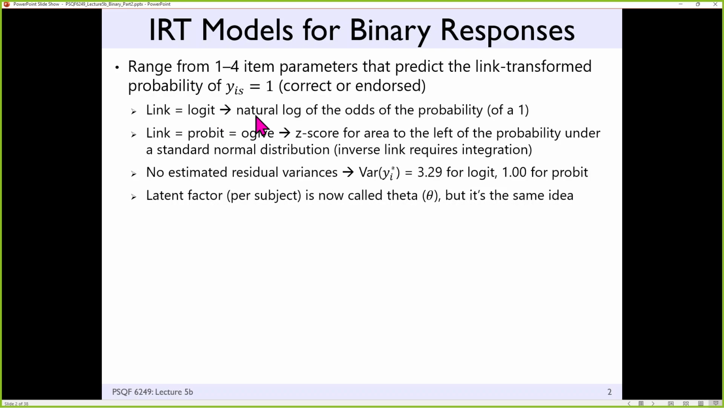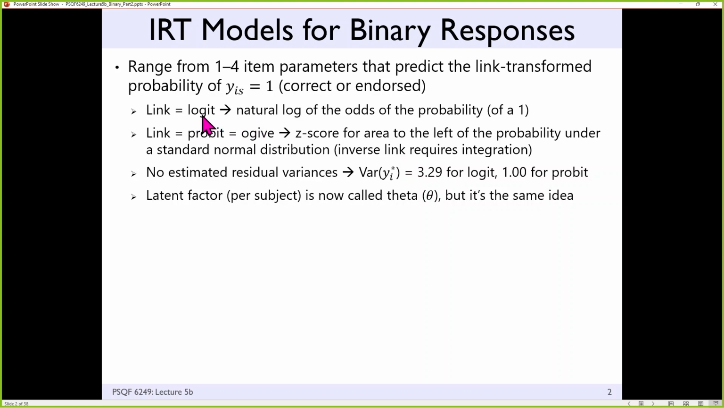Logit is the log of the odds of the probability of a 1. For now, that's going to depend on your software package, whether it's a 1 or a 0. Probit, or ogive, is the z-score that goes with the area to the left for that corresponding probability. There's no easy way to go from probits back to probability. You have to do integration, but NORMDIST in Excel will do that for you.